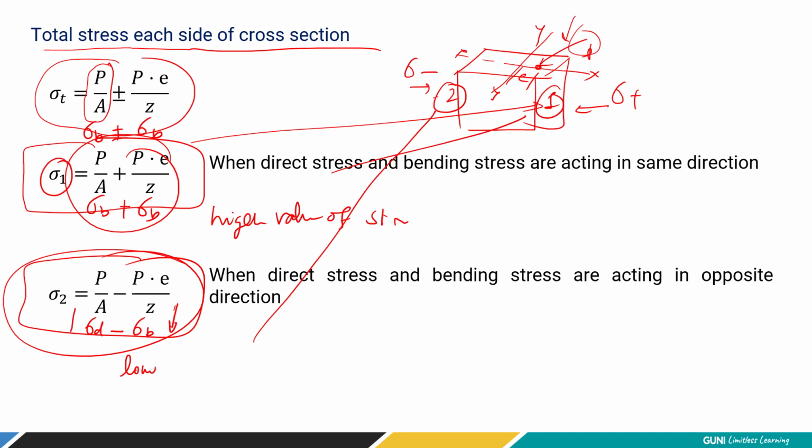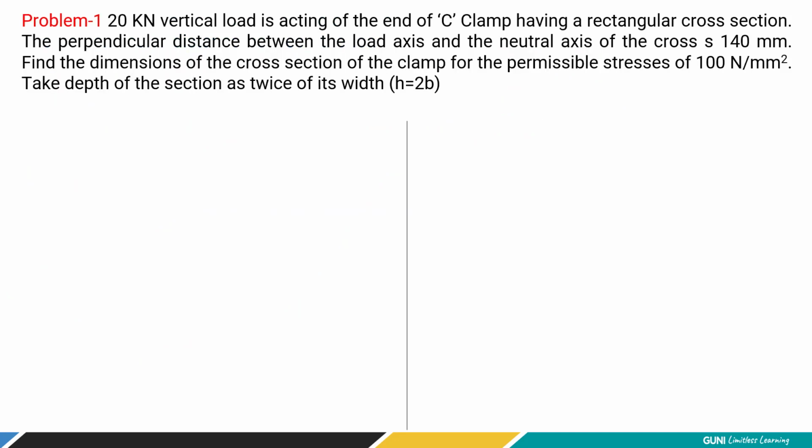Now let's take a numerical and try to understand it. Okay. Now here, problem number 1. A 20 kilonewton vertical load is acting on the end of a C clamp. So let me draw a C clamp like this, whose cross section is rectangle. So let me draw over here. This is the rectangle section. Okay, H and B. Here the relation is given. H is 2 times B.